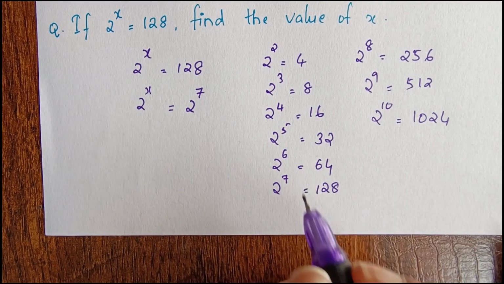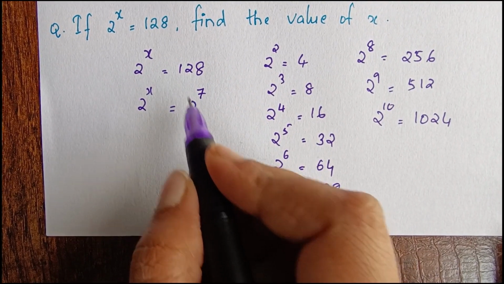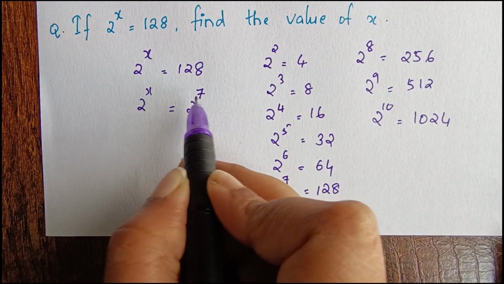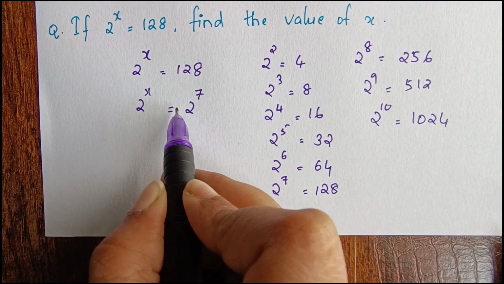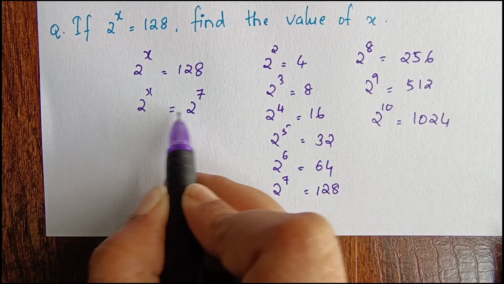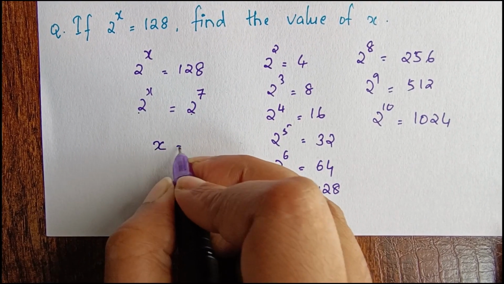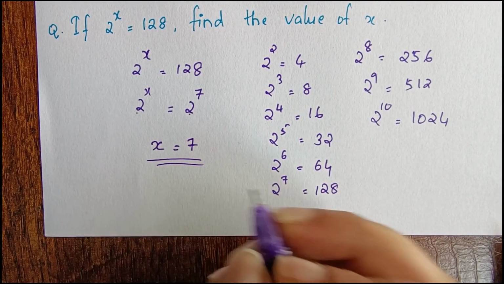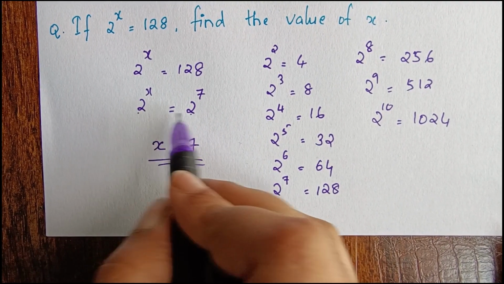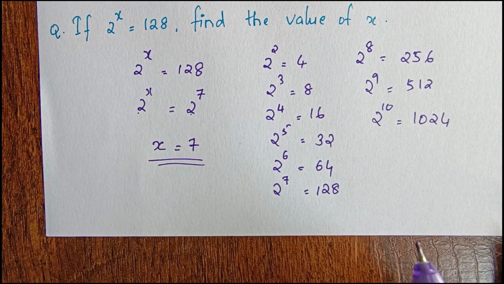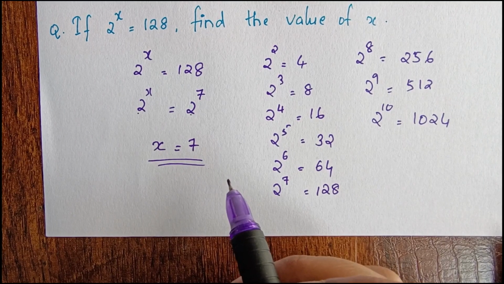So this is a small problem. Here 128 means it is 2 raised to 7. You can equate the powers only when the numbers are equal. Now here the numbers are equal, both are 2. Then you can equate the powers, so therefore x is equal to 7. It's very important that the numbers become equal, then only you can equate the powers. So we got x is equal to 7.